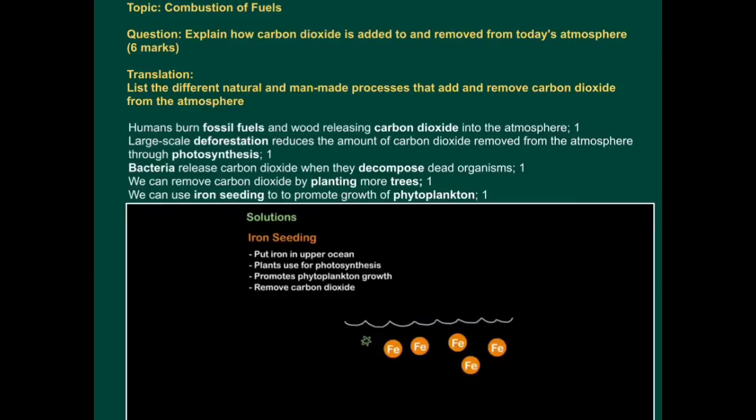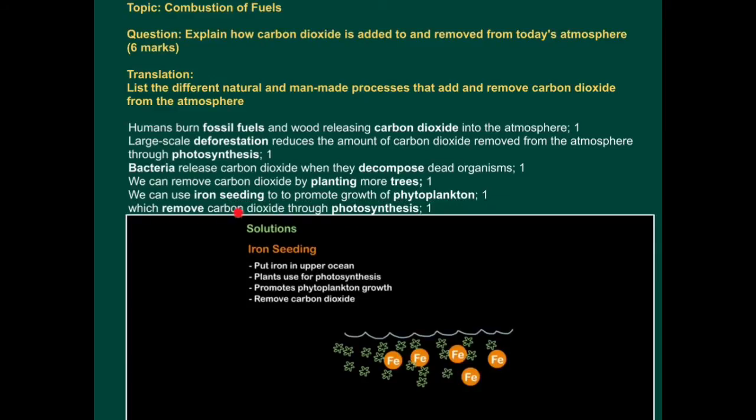dioxide. We can use iron seeding to promote the growth of phytoplankton. Iron is required by microscopic plant life that lives in the sea, called phytoplankton. They use the iron to grow. When they grow, they carry on the process of photosynthesis, but are now on a larger scale because there's more of them, and remove carbon dioxide. So we can use iron seeding to promote the growth of phytoplankton, which remove carbon dioxide through photosynthesis.